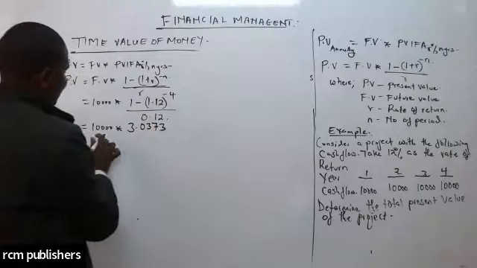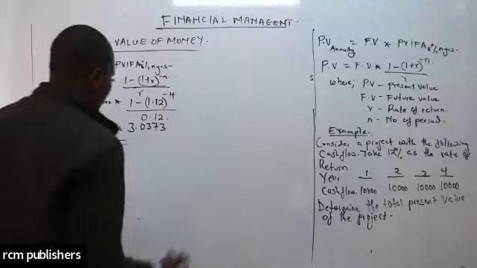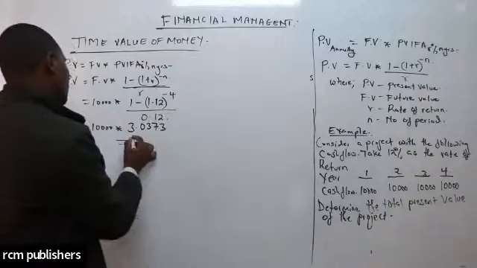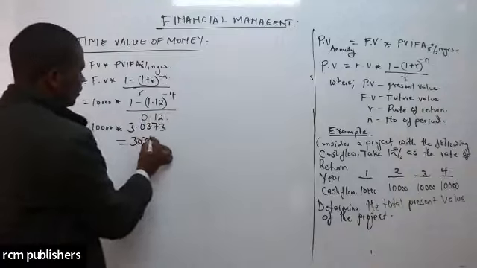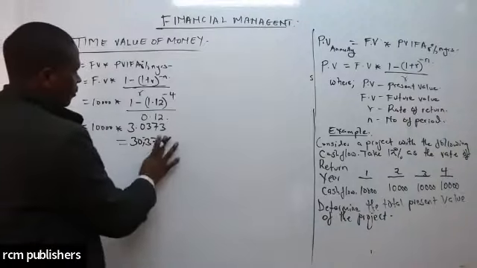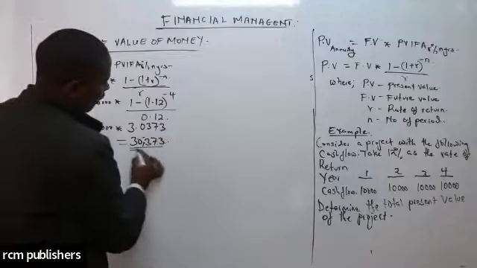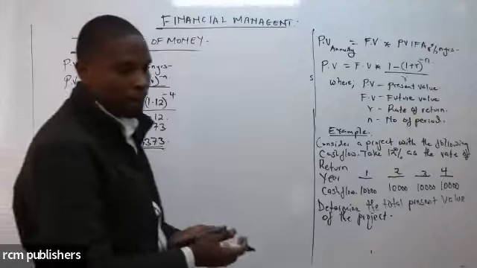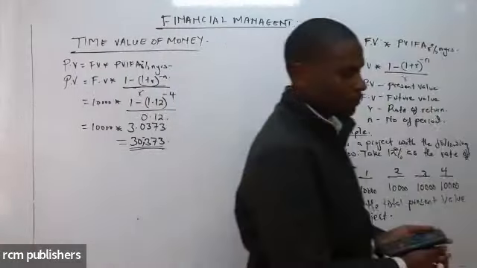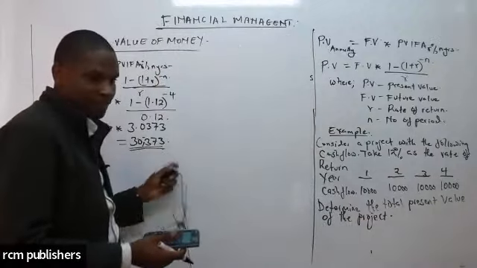3.0373. And because here is 10,000, I just have to align my zeros towards the right. So 1, 2, 3, 4. So I'll be having 30,373. This will be my total present value. Thank you so much, Dorcas. Now, this will be our total present value.